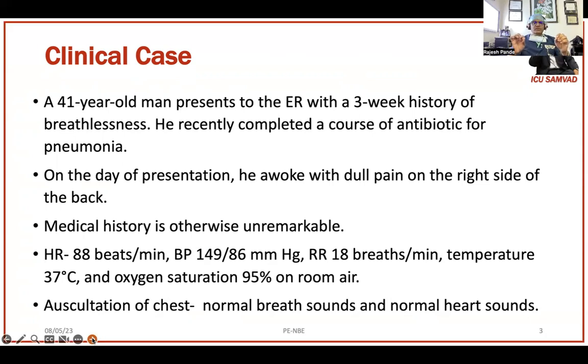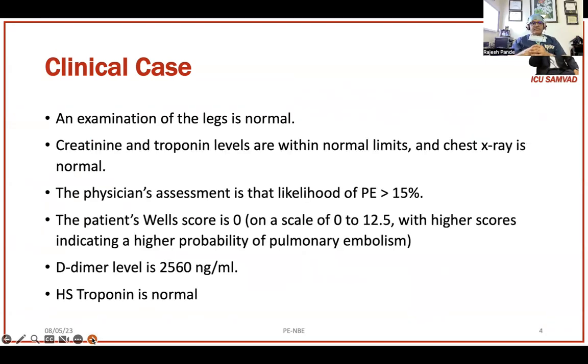So please focus on the issue here. A 40-year-old man is having breathlessness lasting 3 weeks. Nothing else. He has taken a course of antibiotic. He's hemodynamically stable. His chest is absolutely clear, but the pain is persistent. And examination of the legs is normal. Creatinine and troponin levels are normal. X-ray chest is normal. So the physician's assessment of the likelihood of pulmonary embolism is more than 15%.